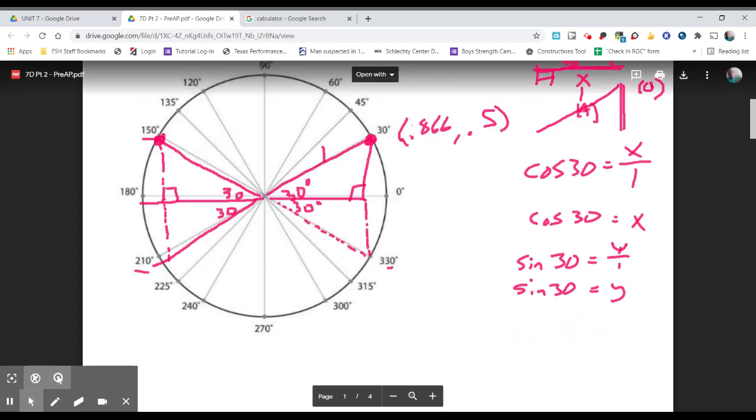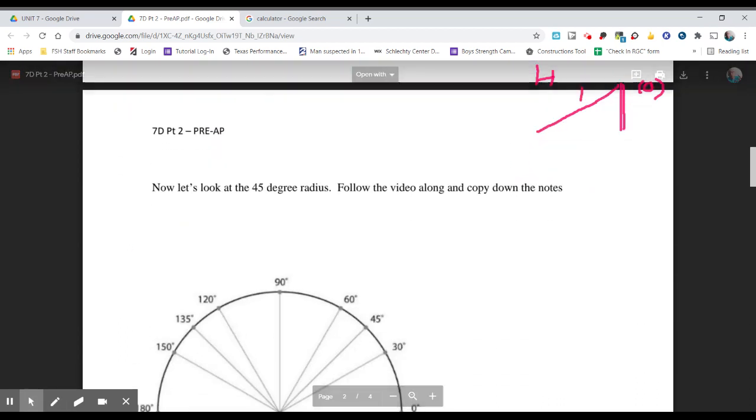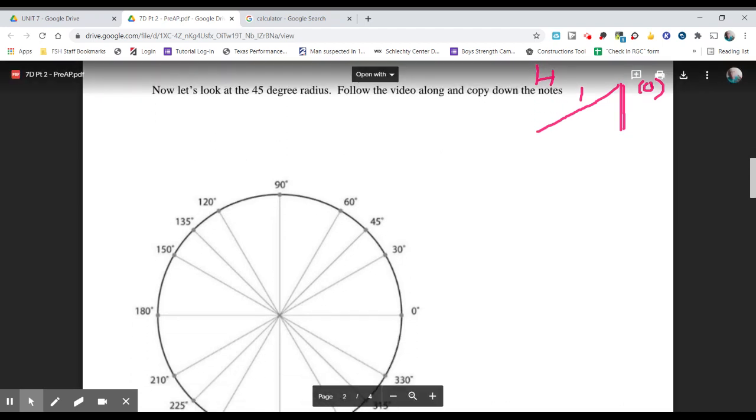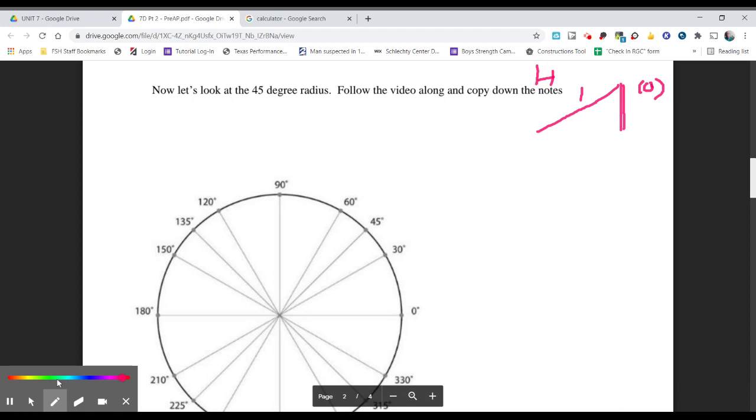Okay, so coming down. Now let's look at our 45-degree radius. We'll follow the video along here again. So let's say we have our 45-degree radius. I'll do this in this green color here.